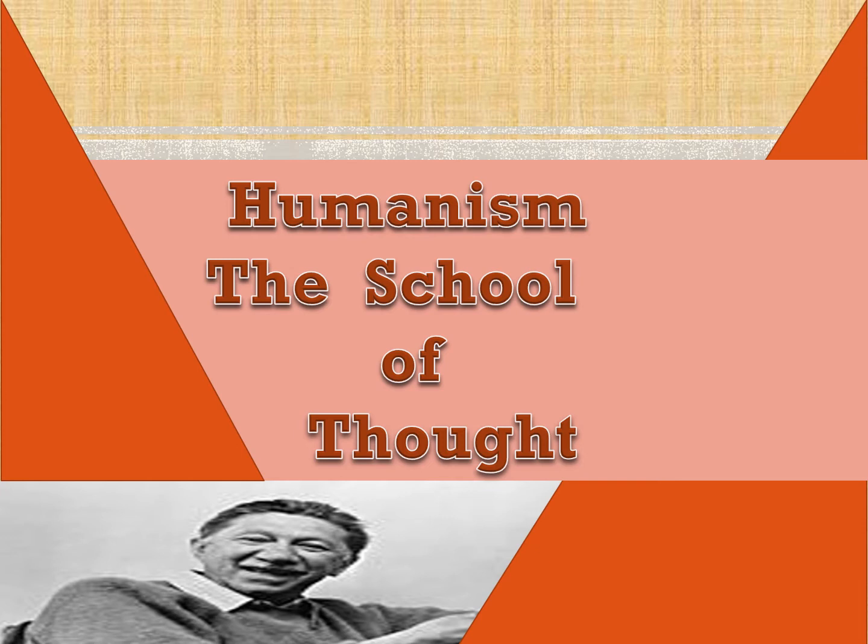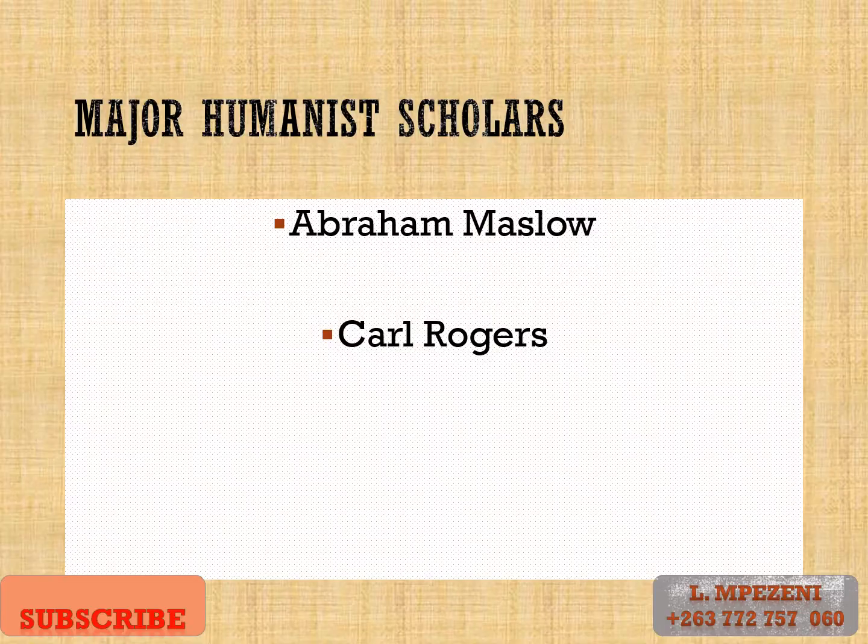Welcome to this video. In this video, I'm going to illustrate the major concepts and main characteristics of humanism as a school of thought. Humanism is one of the prominent schools of thought in psychology. The major humanist scholars are Abraham Maslow and Carl Rogers.